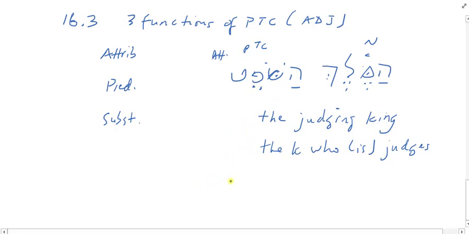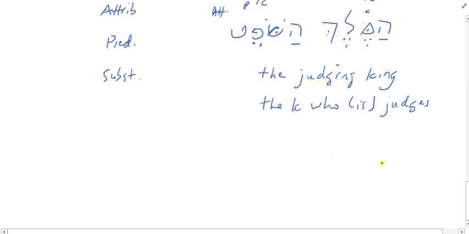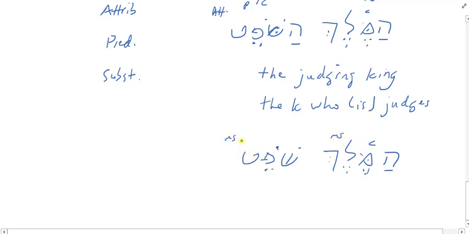We also could have a predicate use of the participle. And again, it's going to follow the same kind of grammatical requirements. And if I have ha-melech again with my article, ha-melech, and then instead of ha-shofet, oh, I keep wanting to put a tape first. I have no idea why. Just shofet. Okay, notice ha-melech is masculine singular, shofet is masculine singular, but there is a ha on ha-melech, there is no ha on shofet. This is a predicate use.